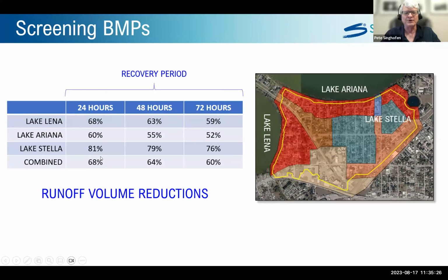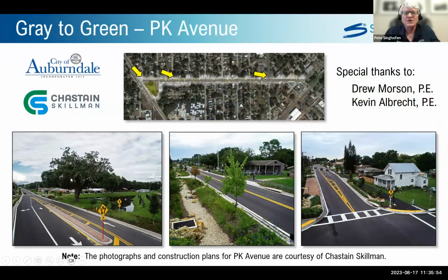And then we've broken it up to the different lakes, and then we looked at the combined effect for this system, and we vary from 68% removal down to 60% removal. So that gives us an idea of how these would work. Once we have that done, we can then start working in the details and nail this down a lot more precisely. Which leads me to our first case study.